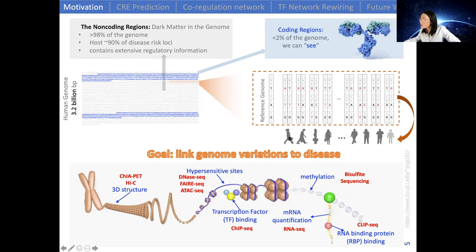Then we integrate all the different features together to annotate the genome, to see which region may play a particular role in regulating some gene. And then in those regions, if there's a mutation, what might be the phenotypical consequences of these mutations? So this is a rough background of what I am doing.